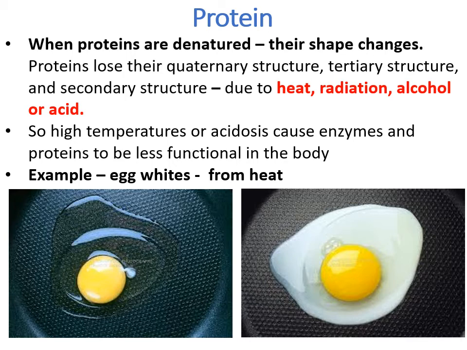And in this scenario, we're looking at an egg that's basically protein, a lot of albumin, and the protein's being heated up and it's being denatured, and that's why it's turning white, right? And that's an irreversible process. Okay, in the body, high temperatures, high fevers, acidosis can cause enzymes and other proteins to be less functional. Okay, so the egg is just really an example of a protein that's denaturing from heat.